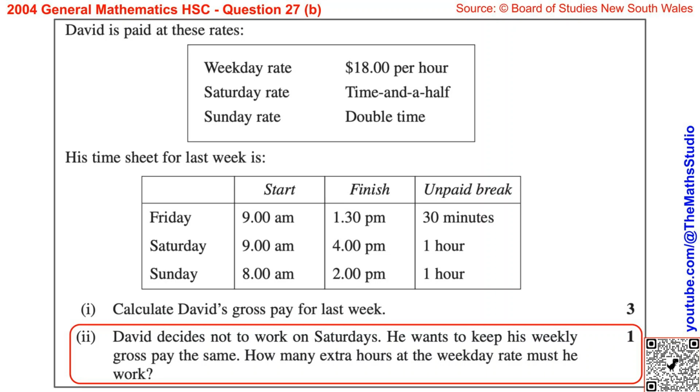Part 2. David decides not to work on Saturdays. He wants to keep his weekly gross pay the same. How many extra hours at the weekday rate must he work?